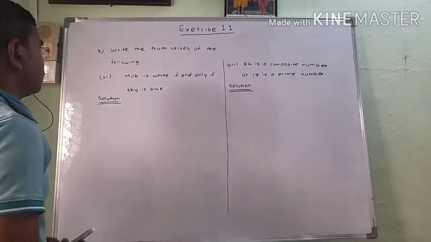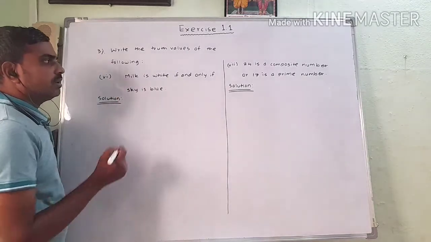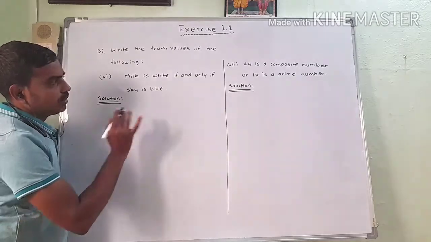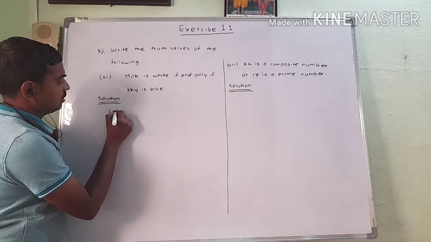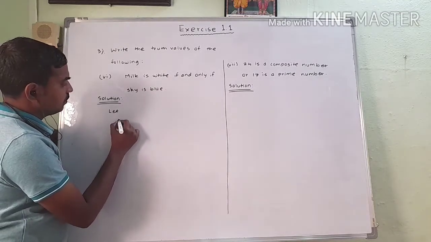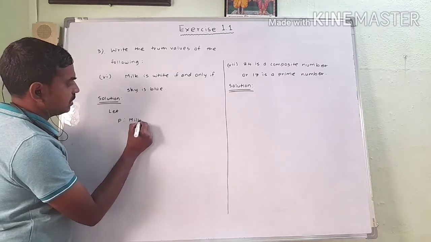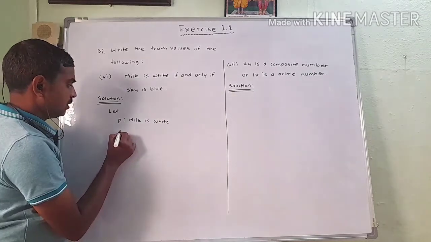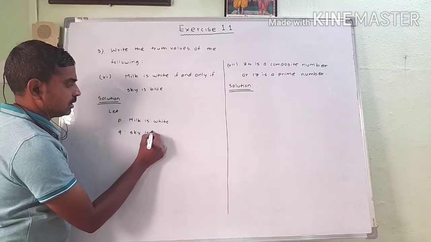Now the sixth compound statement is: milk is white if and only if sky is blue. To write the truth value of this compound statement, like previous examples, we will write P stands for the first simple statement, milk is white, and Q stands for the second simple statement, sky is blue.